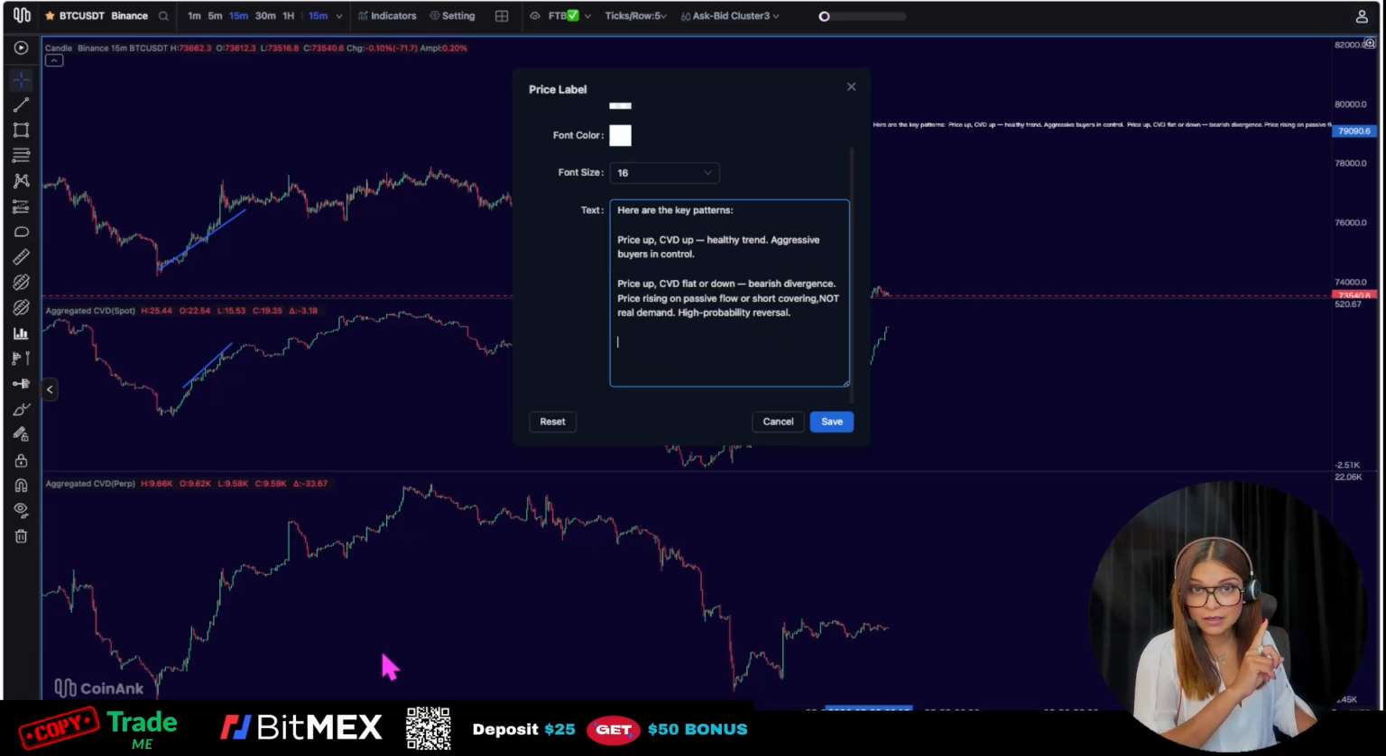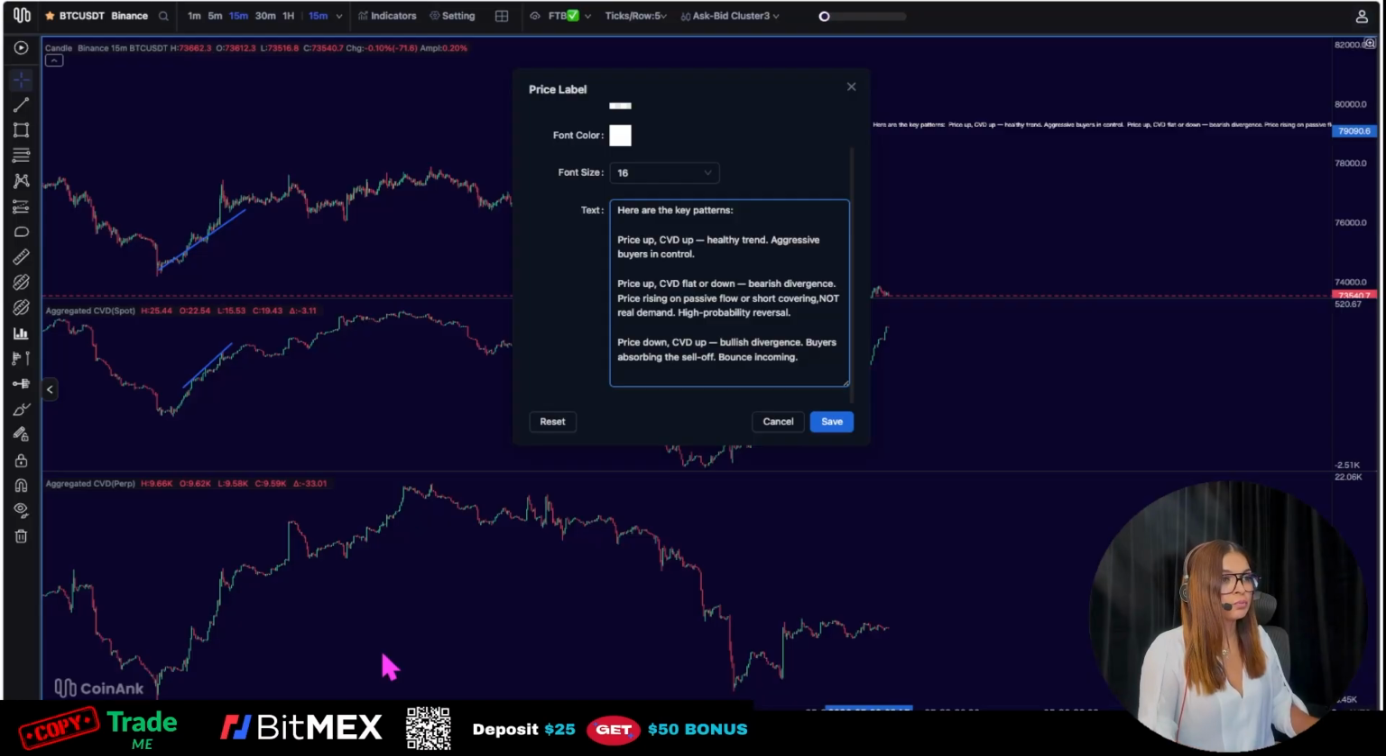Now, if price is down and CVD is up, pay attention. That is a bullish divergence. So price down, CVD up, bullish divergence. Buyers are absorbing the sell-off, and a bounce could possibly be incoming.